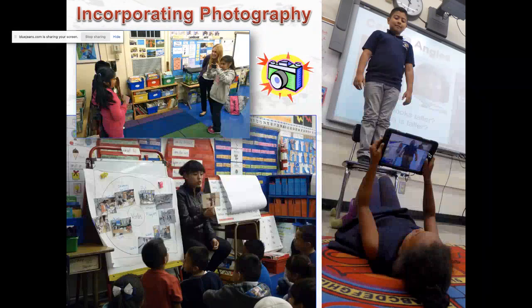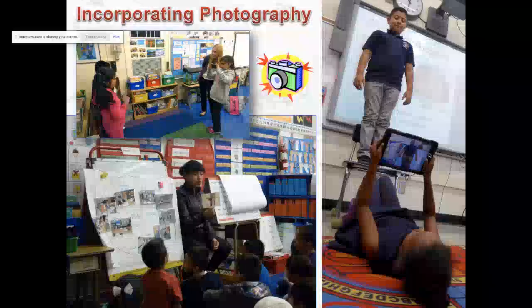She printed them out just on a color printer right there. And then started showing them to the kids. These are second language learners, and she was teaching them about verbs. And she asked them, what do you see happening in the picture?